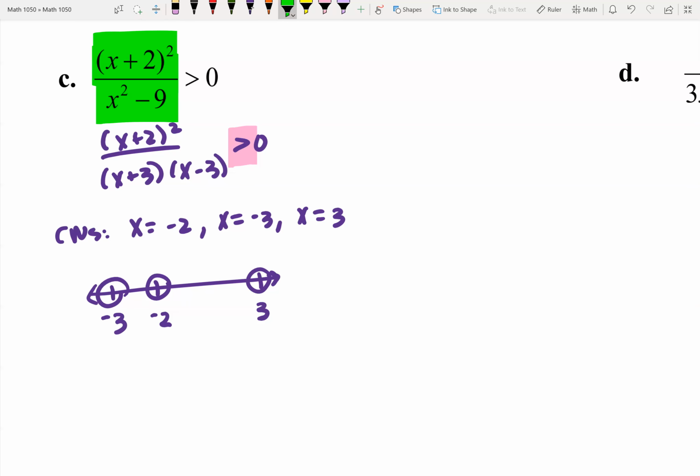Let's test the left. So let's try -4. So everybody go -4, store, enter. Put in the green: parenthesis, negative, enter, +2, close it, x squared, divided by parenthesis, negative, enter, x squared, -9, close it, enter, and I get a positive.